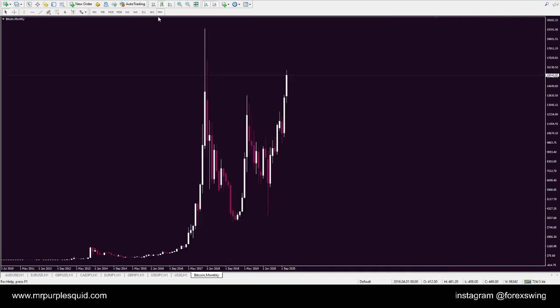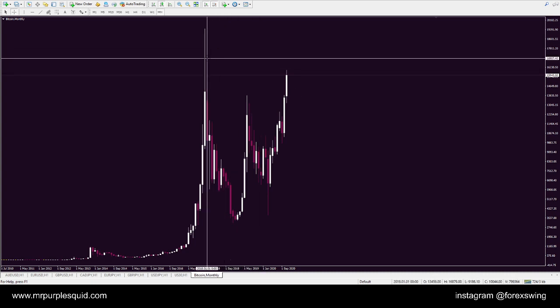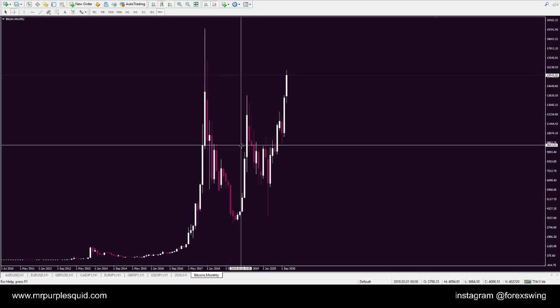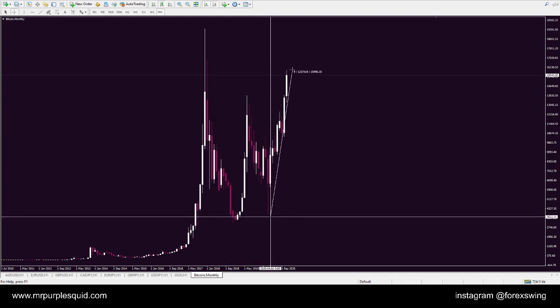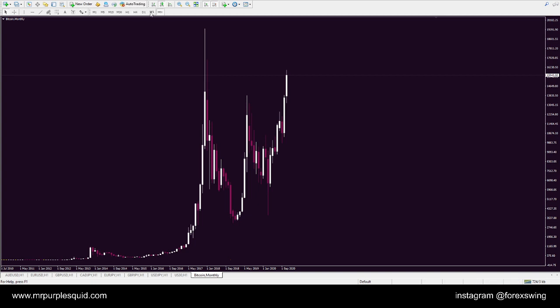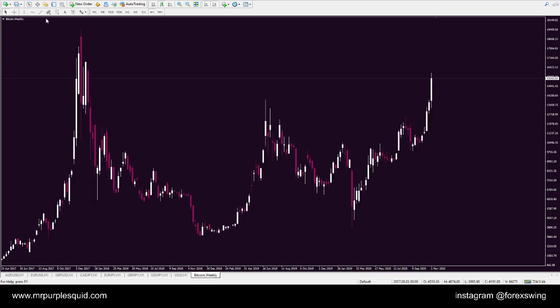Last but not least, so let's go Bitcoin. BTC USD. So huge bullish move, and I won't bother to draw any trend lines from this side because I'm only interested in this leg right here. That's enough for me to get an entry. Alright, so this leg bullish right here.